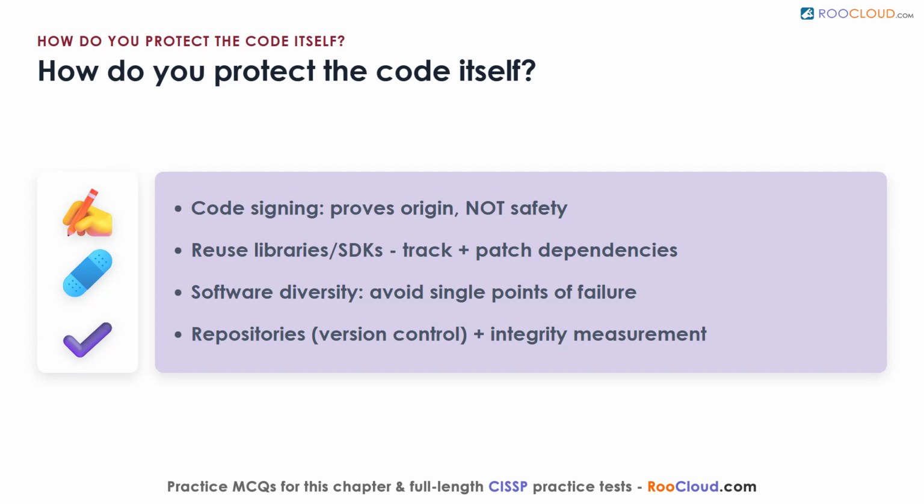Software diversity means avoiding a single point of failure in your source, executables, or compiler. Code repositories centralize source with version control, logging every change and enabling rollback, which supports both collaboration and auditing. And integrity measurement uses hashes to confirm that what reaches production exactly matches what was approved, flagging any tampering. Think of a supply chain where every part is signed, sourced from vetted suppliers, logged, and checked against the blueprint before assembly.